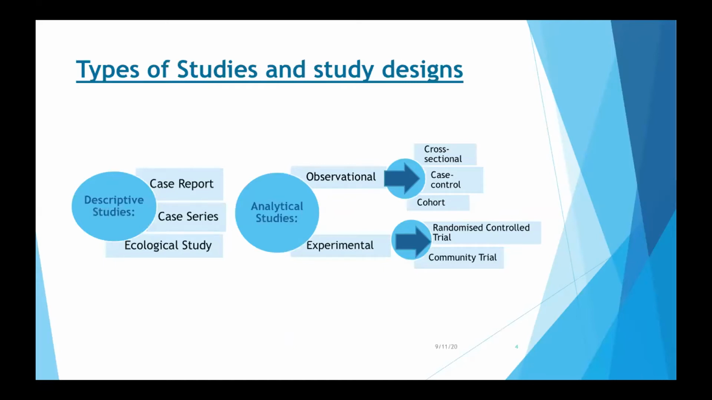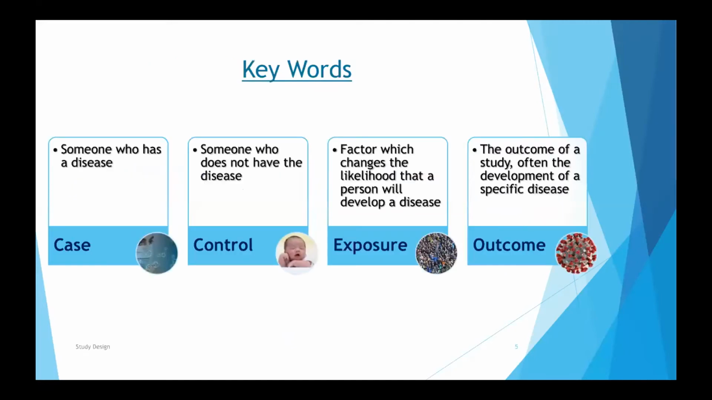طيب إيش types of studies وstudy designs اللي إحنا نعرفها؟ في descriptive studies عندنا الجروب of case report وcase series وecological studies. في analytical studies عندنا observational وال experimental. observational بتحتوي على الكروس سكشنال ستدي والكيس كنترول ستدي والكوهورت. الاكسبيرمنتال عندنا الراندمايز كنترول ترايلز والكوميونتي ترايلز. طيب في كي ووردز لازم نعرفها قبل ما نتكلم عن التايب ستدي ونفصل فيها.